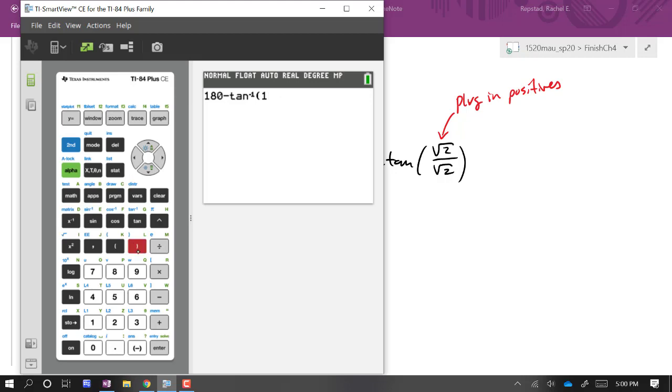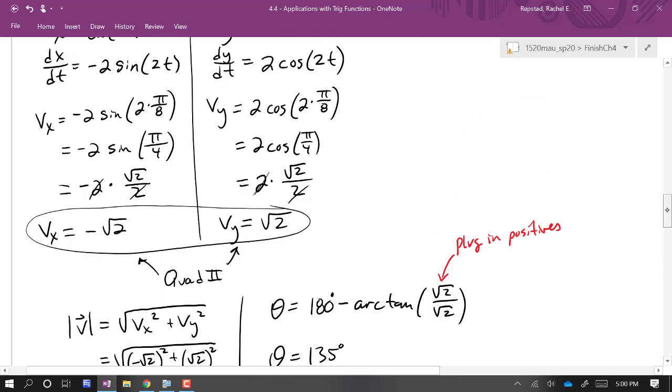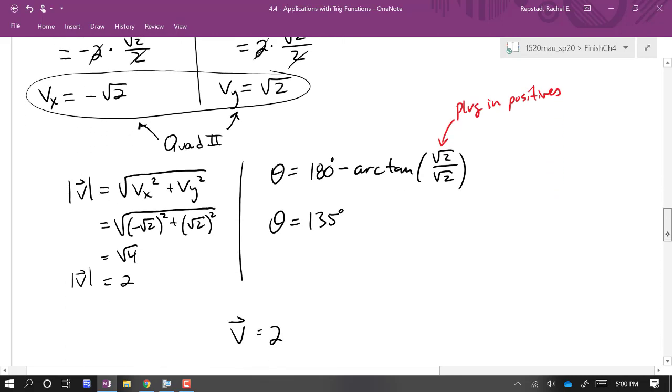Root 2 over root 2 is just 1. So this gives us 135 degrees. And that means that our vector is 2. Let's see, they didn't give us any units in this problem, so our answer will not have units. The magnitude of 2 at an angle of 135 degrees.